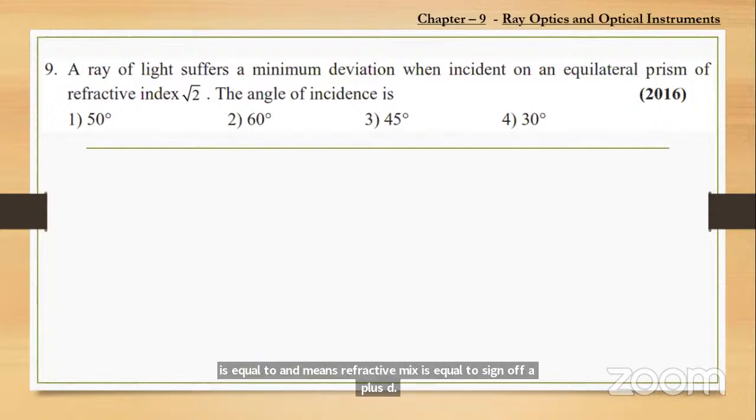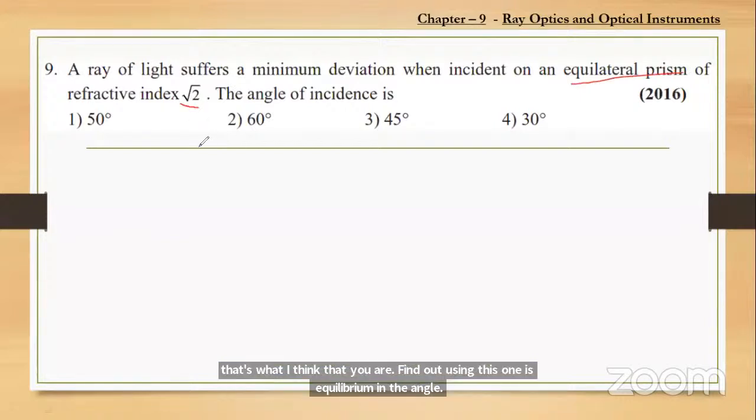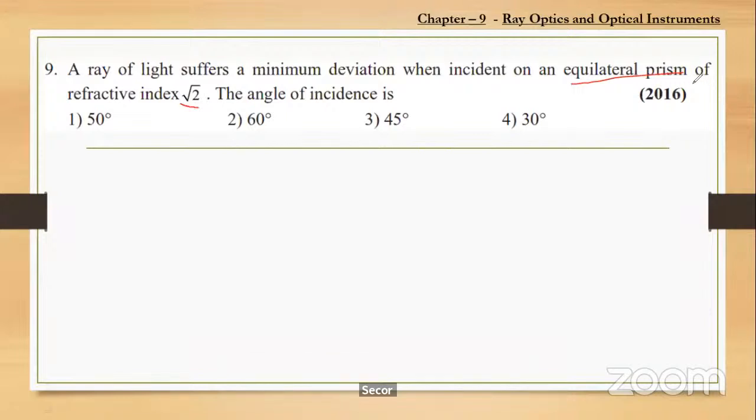Clear? So here they have mentioned an equilateral prism. What does equilateral prism mean? All the sides are the same and therefore the angles are also the same. So the total internal angle is 180, so each angle is 60 degrees. So the angle of the prism is 60. So we get the angle of the prism, and the refractive index is given. They are asking us to find the angle of incidence.